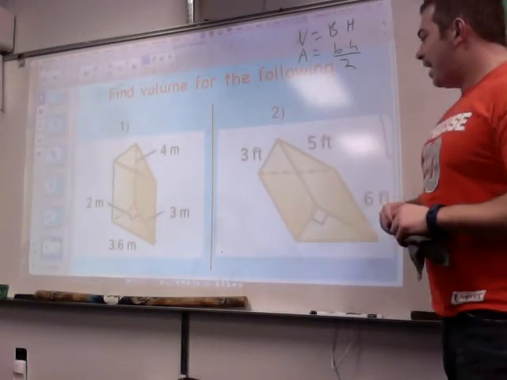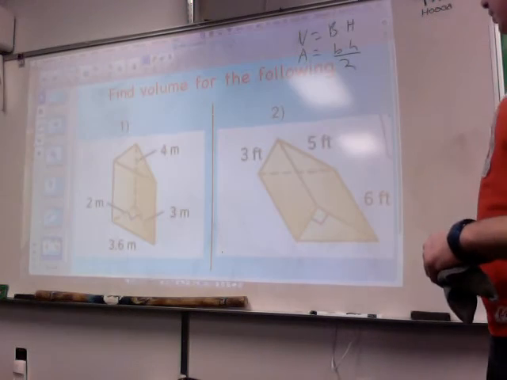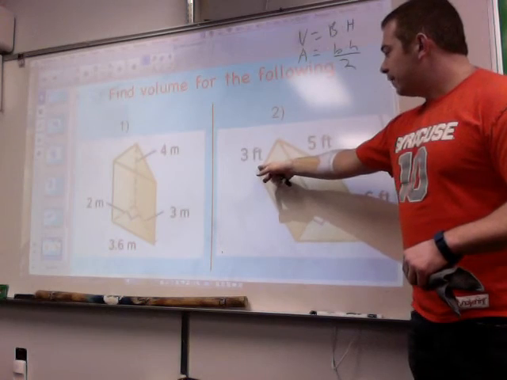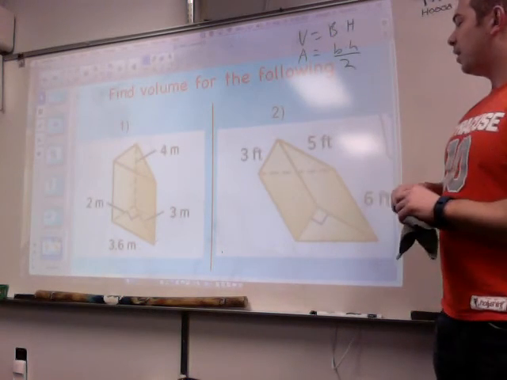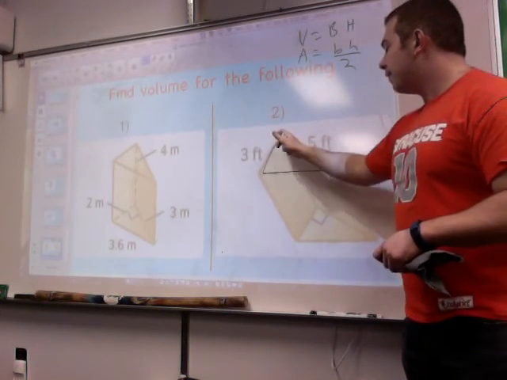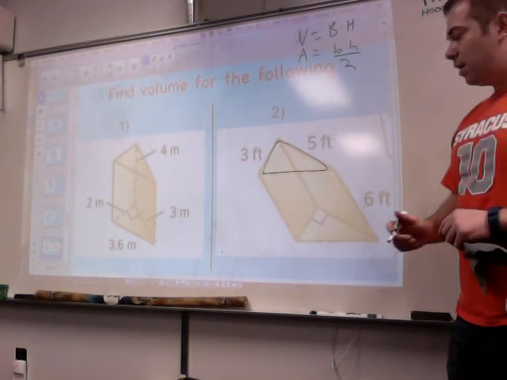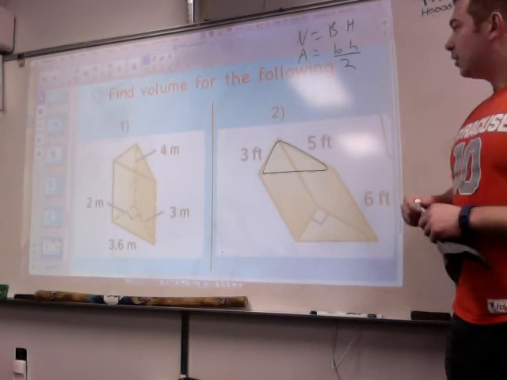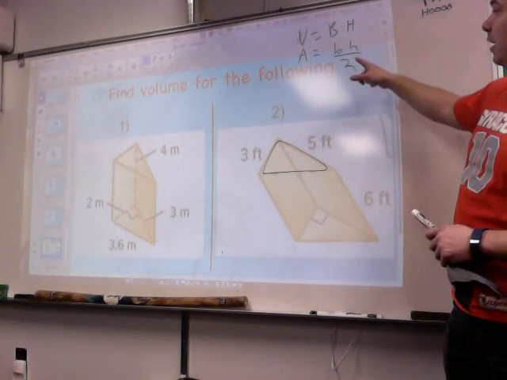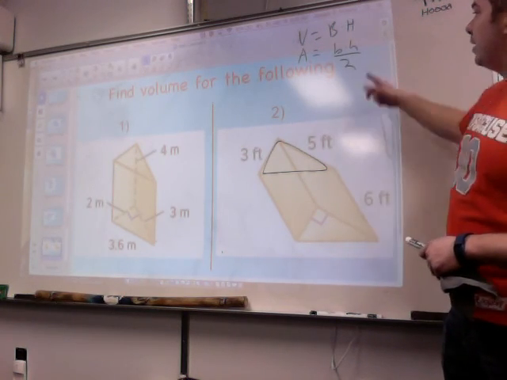This triangular prism has a height of, I think it looks like it is 6 feet, and then you have 3 feet as your base and 5 feet as your height of the triangle. So remember, you need to find the area of this triangle to get your base of the triangular prism, and there is your height. So when you find the area of this triangle, that would be your base of this whole figure. And then you have your height already, 6.